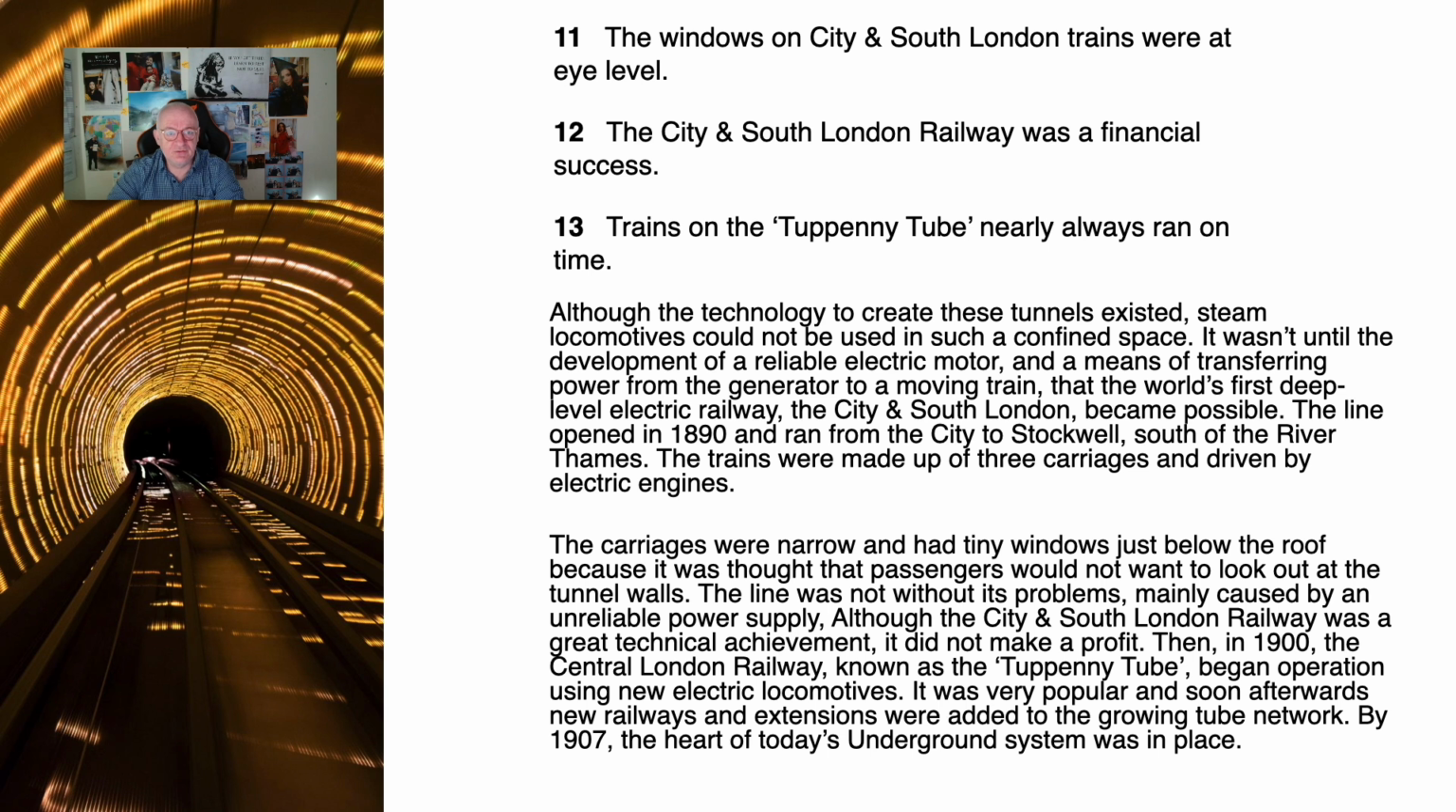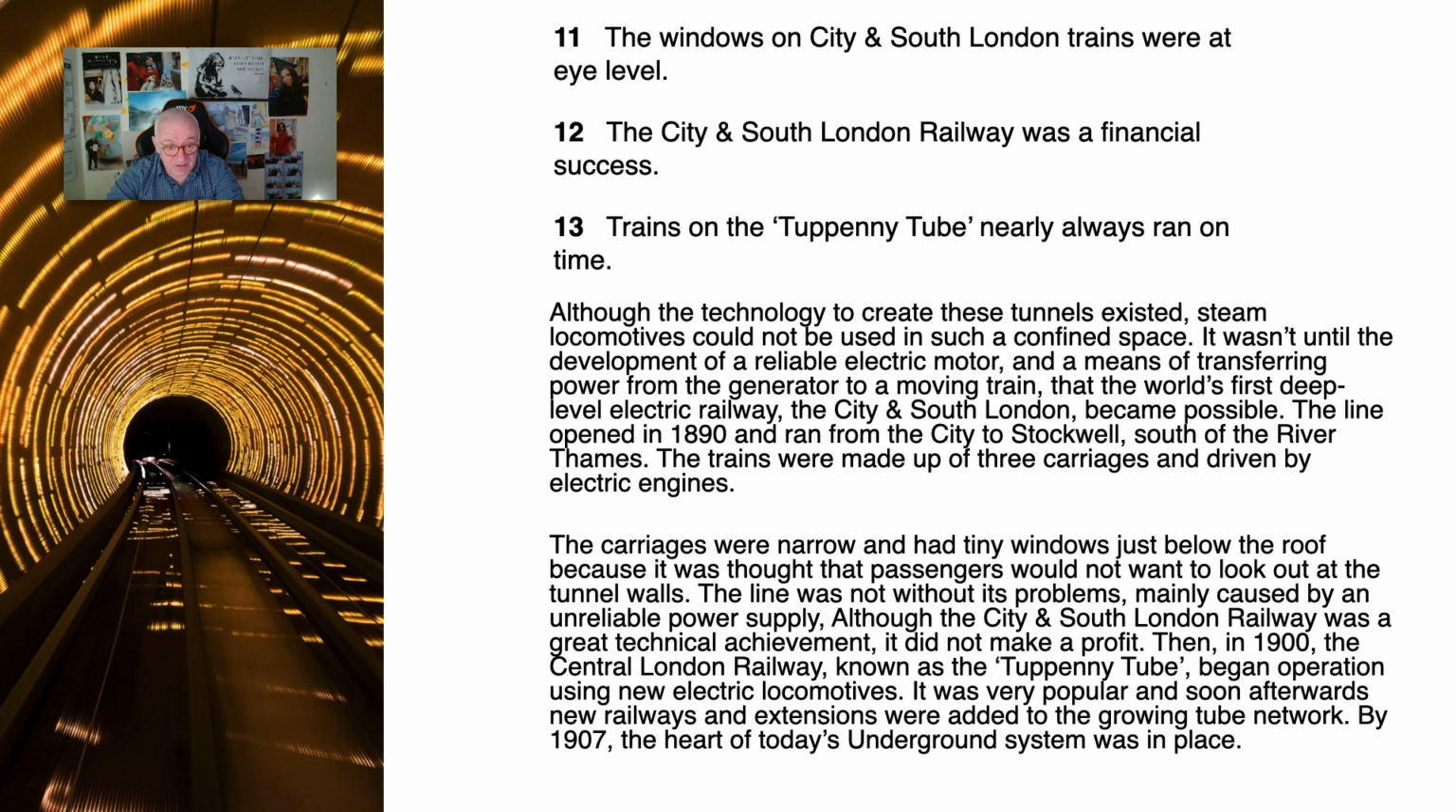Now, we're going through these pretty quickly. So, have a look at this one. We've got 3 questions for this part of the text. So, the first question says, the windows on City and South London trains were at eye level. What am I going to be looking for? Well, City and South London is going to stand out in the text, and we can see it's about halfway down the first paragraph. I'm going to be looking for windows.